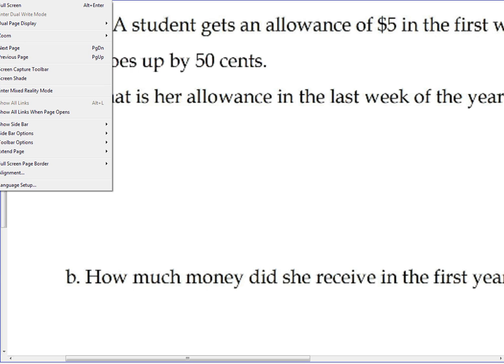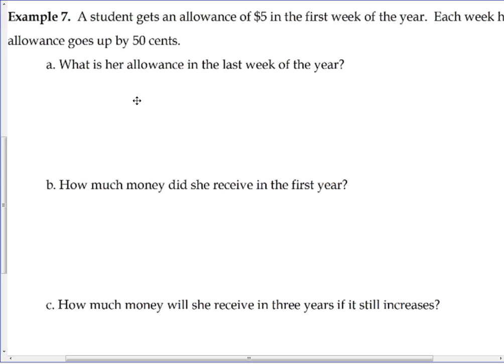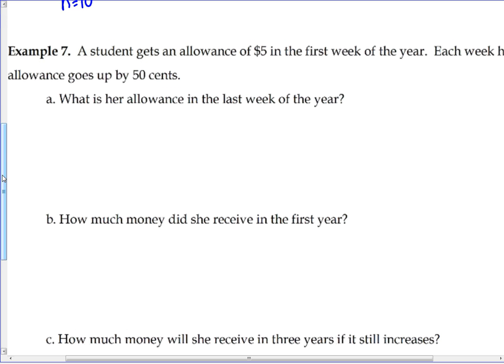I can't read that. Too big. Student allowance of $5. Man, that's inflation for you. I used to get like 50 cents.